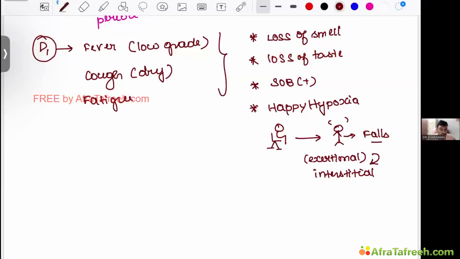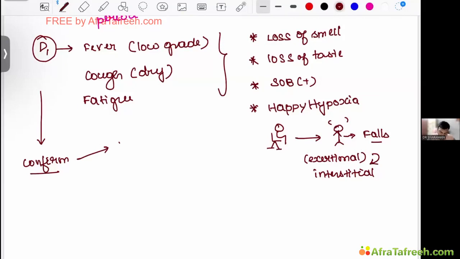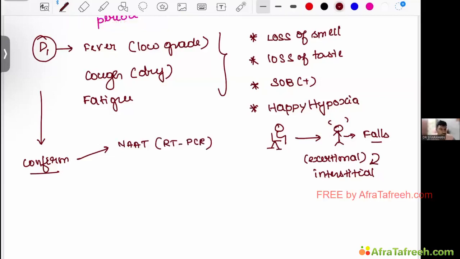And this will be associated with these features, and what you're going to do is confirm it. How will you confirm it? Whenever you do a lab test, the lab test will confirm it as COVID or not. A confirmed case is a patient confirmed with a nucleic acid amplification test with RT-PCR. That is going to confirm it.